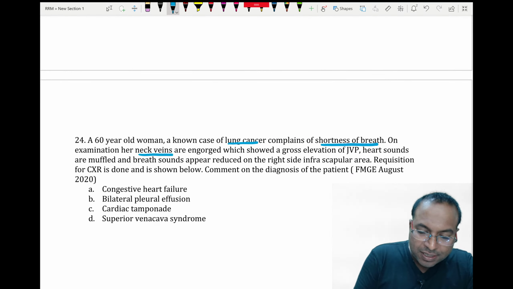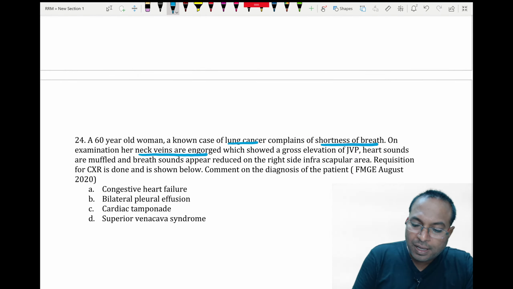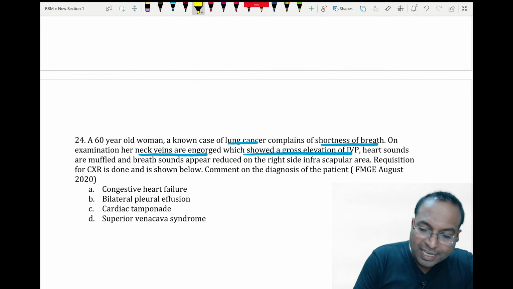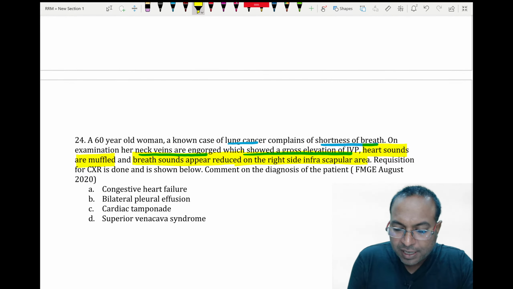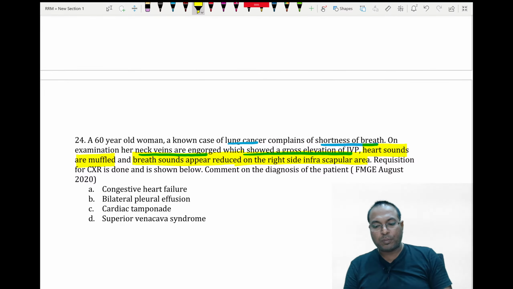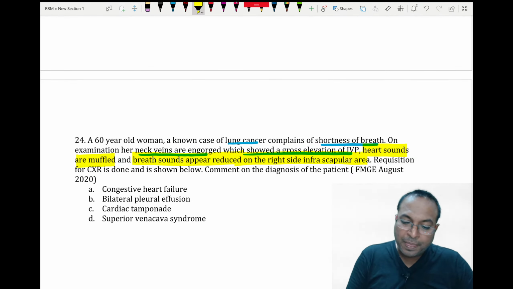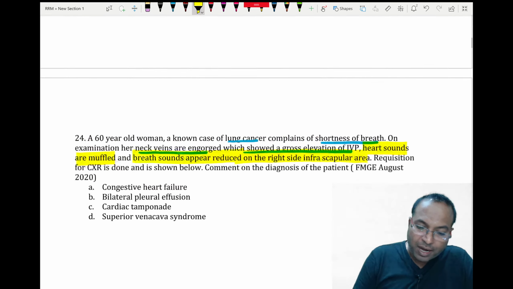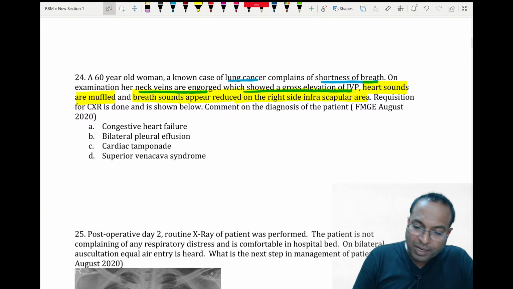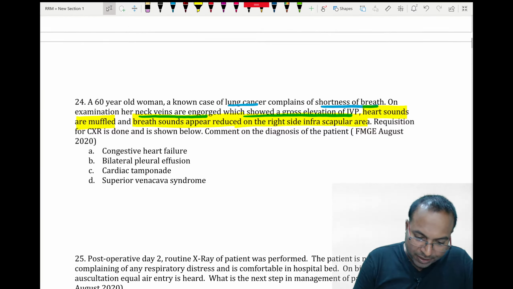So her neck veins are engorged and her JVP was elevated. Heart sounds are muffled. The catch point is here. Heart sounds are muffled and breath sounds appear reduced on the right side infrascapular area. So please remember, heart sounds are muffled, breath sounds are reduced on the right side infrascapular area. Requisition for chest X-ray is done and is shown below.